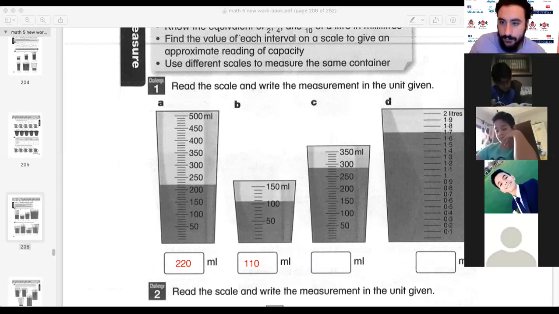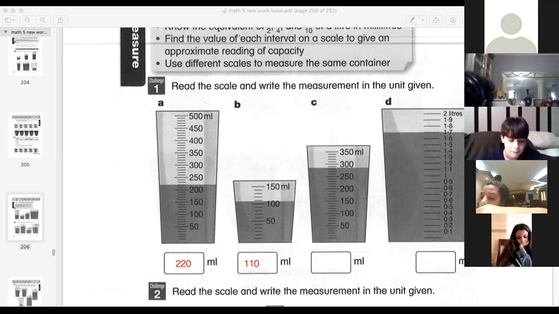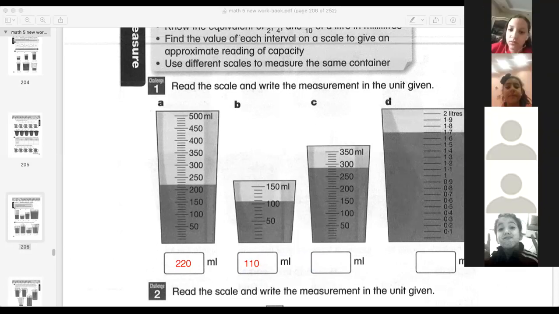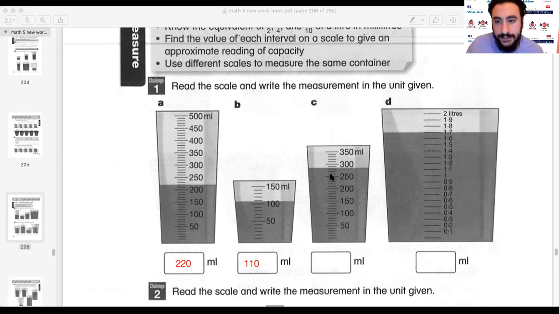Mustafa, let me ask now Lujain. Okay, Lujain, what about C? It's 250, 60, 70, 80. It's 280. That's right. So I'm going to write here, it's approximately equal to 280 milliliter.